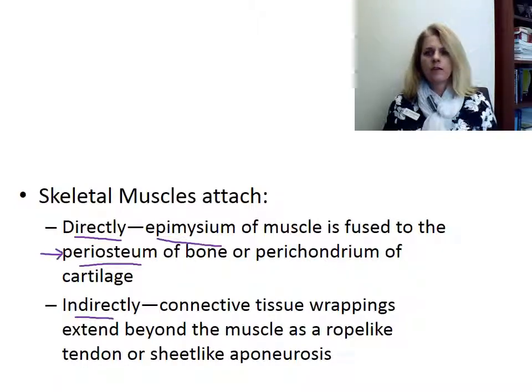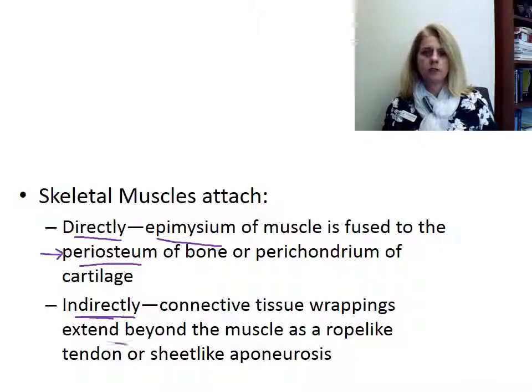You can also have an indirect connection where the connective tissues make a long rope-like tissue, for example, a tendon. And there's also something called an aponeurosis, and we're going to talk about an aponeurosis when we show you the different muscles and where you can expect to find those as well.